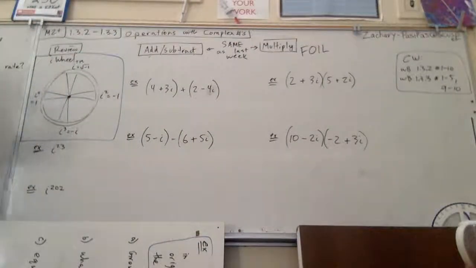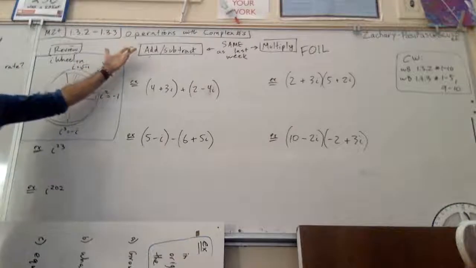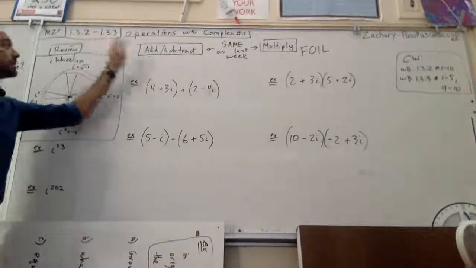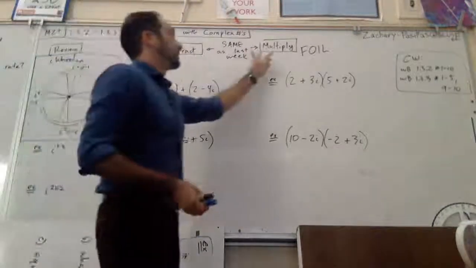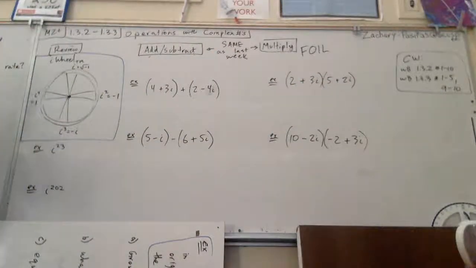Okay, this is 132 and 133. I think it's pretty straightforward to combine these because it's operations with complex numbers. 132 is add, subtract. 133 is multiplying using FOIL. This is exactly what we did last week with polynomials.